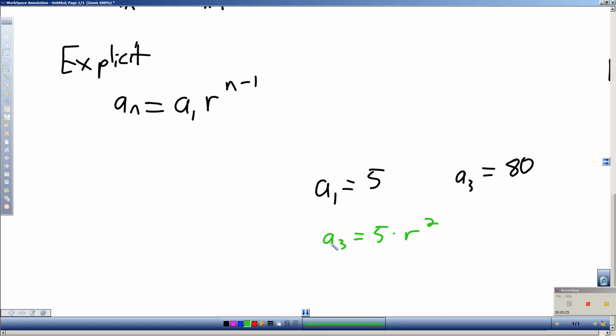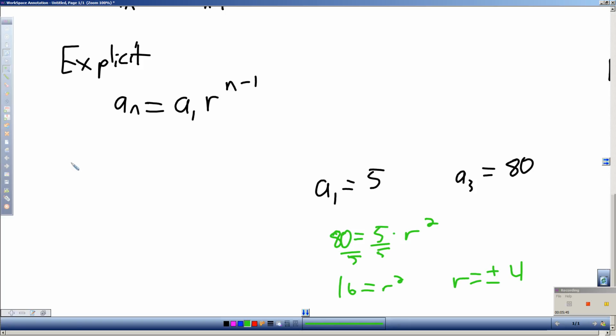And what is A3 equal to? 80. And how would we solve it? Divide by 5. Therefore, 16 equals r squared. Therefore, r equals plus or minus 4. So we've actually got two different sequences that we generate, if r equals positive 4 or negative 4.